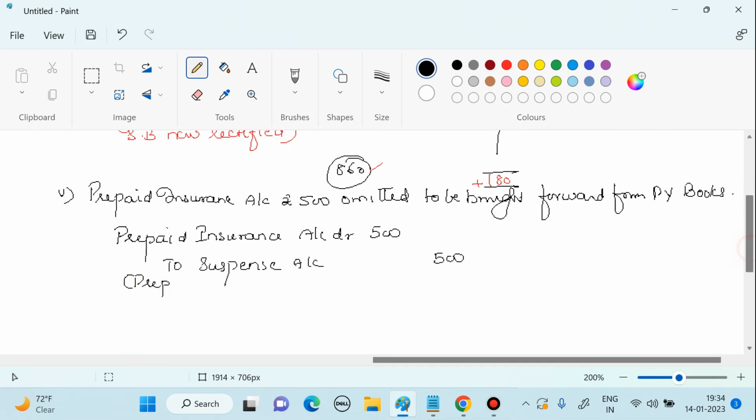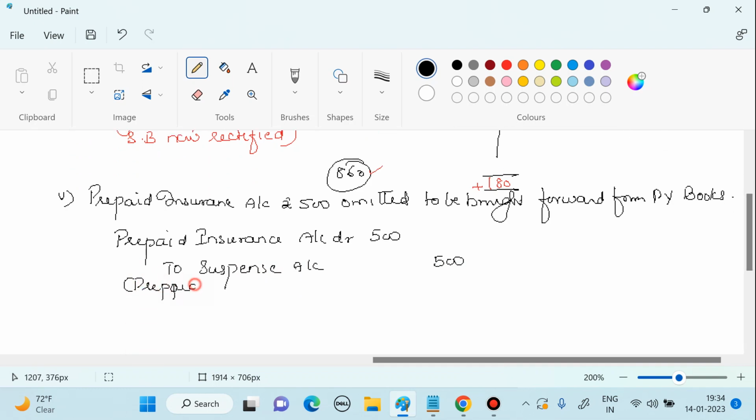Prepaid insurance omitted to be brought forward from previous year, now rectified.